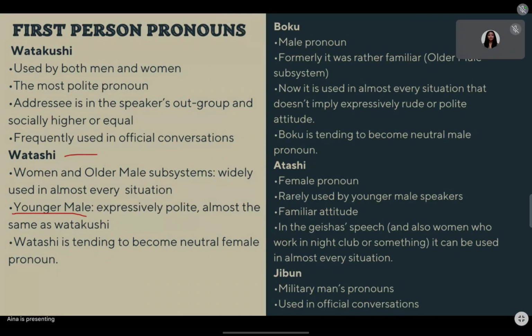na, ay ako ba? Or ako? Yung parang alam mo yung may sweet na may pabebe version. So that is the pabebe version of watashi. Okay? And then we have the jibun, pero jibun is mostly ginagamit siya like to say mine or my. Okay, so jibun. It is a military man's pronoun or used in official conversation.